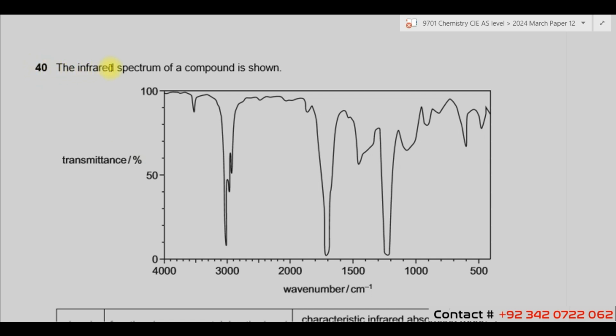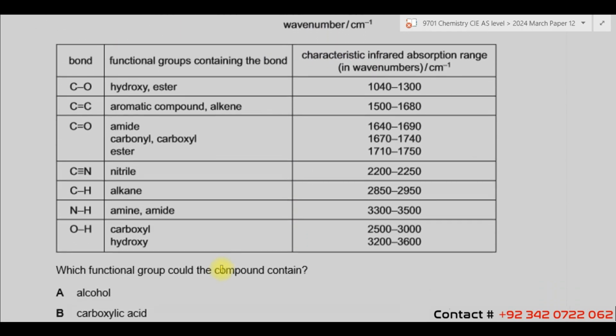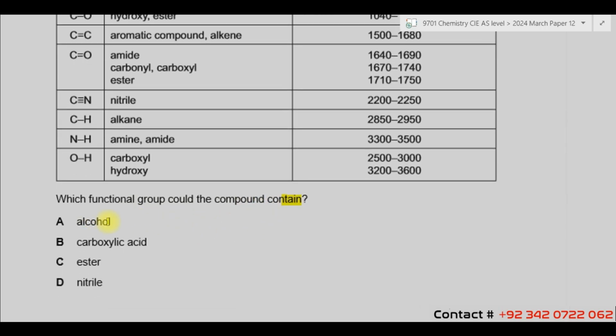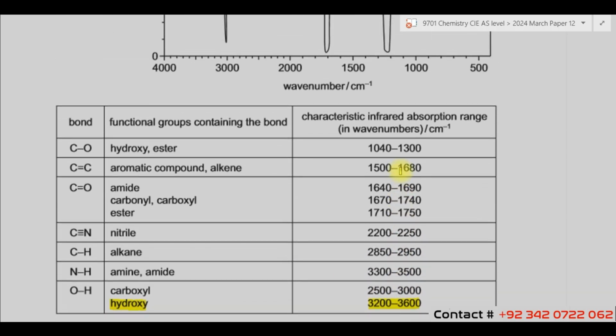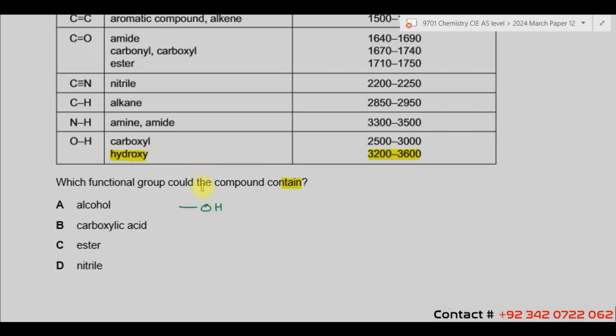Question 40. The infrared spectrum of a compound is shown. We have transmittance, we have wave number. A table is also given. Which functional group could the compound contain? Okay, so we have alcohol. Alcohol is the OH functional group. Let's see. OH, hydroxy, should give a broad peak between 3200 to 3600. There is no such peak, so it is not alcohol.